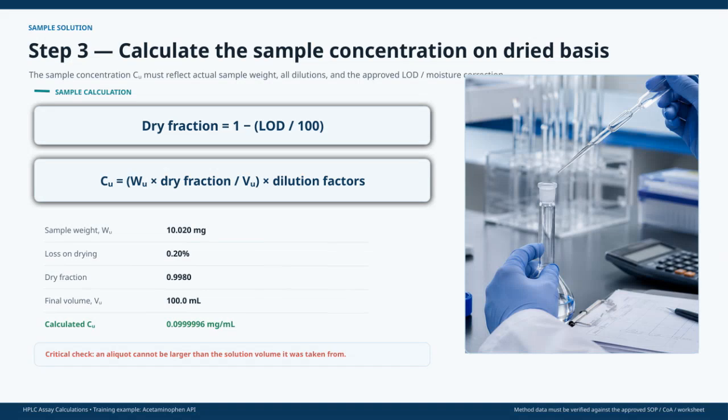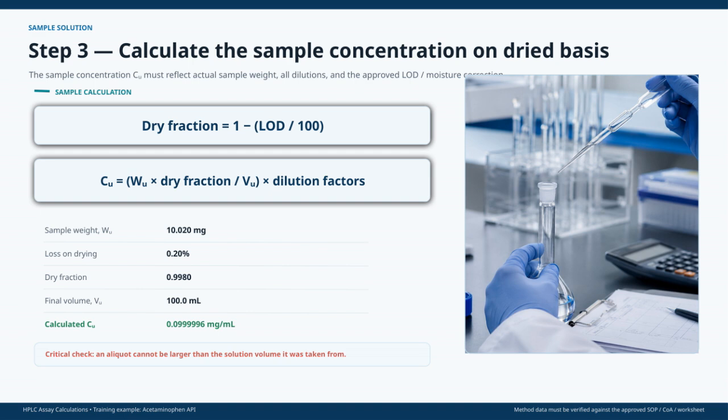Now, let's focus on calculating the sample concentration on a dry basis using our acetaminophen API example. First, it's essential that the method data are verified against the approved standard operating procedure, certificate of analysis, or worksheet to ensure accuracy and compliance. To begin, we calculate the dry fraction, which accounts for the loss on drying. This is done by subtracting the loss on drying percentage divided by 100 from 1. In our example, with a loss on drying of 0.2%, the dry fraction is 0.9980.